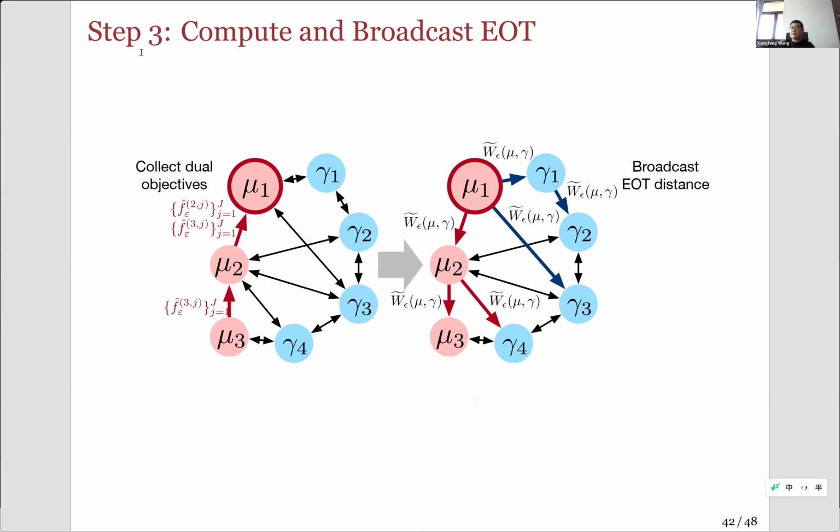And then this is step 3. We compute and broadcast the entropic optimal transport distance. After a sufficient number of iterations, the dual variables will have converged, and each pair of communicating agents computes their own contribution to the total objective using the final dual variables and the approximated kernel. These local objective values are aggregated across the network to compute the final estimate of the decentralized entropic distance.